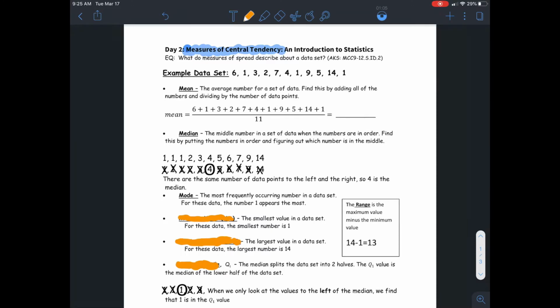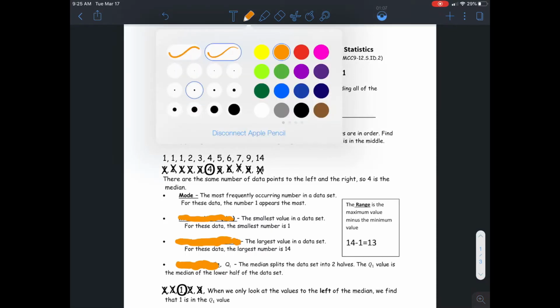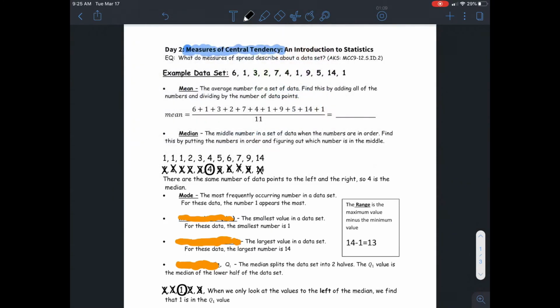So, today we are going to use this provided data set to find the mean, the median, and the mode. So the mean, we need to remember, is the average number for a data set. Mean and average are synonymous words. They mean the same thing. We find this by adding all of the numbers and dividing them by the total number of data points.